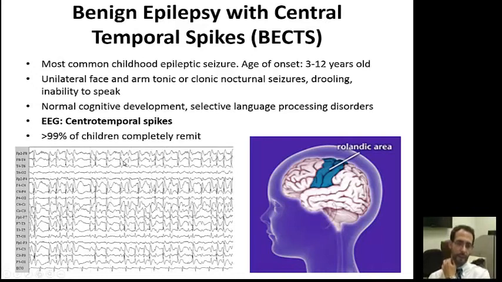But interestingly, more than 99% of children will completely remit from this entity, which is why it's called benign, because most of them will have an excellent prognosis. At some point, it's going to resolve. Typically, these kids have normal cognitive development, and they won't have issues in the future developing generalized tonic-clonic seizures that are difficult to treat with multiple medications, which is what we usually are scared about.